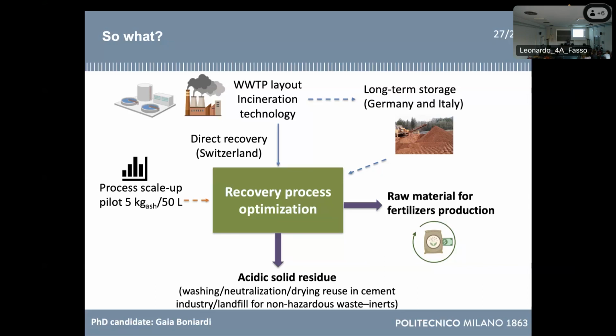In the next week, we will try to scale up the process. So we want to go from the lab scale to the pilot scale. We will use the ashes from Zurich, and we will perform the test with 5 kilograms of ash, which means that we need 50 liters of acid solution. The idea is to do this scale up and try to define the key performance indicators to check if our findings are good or not.